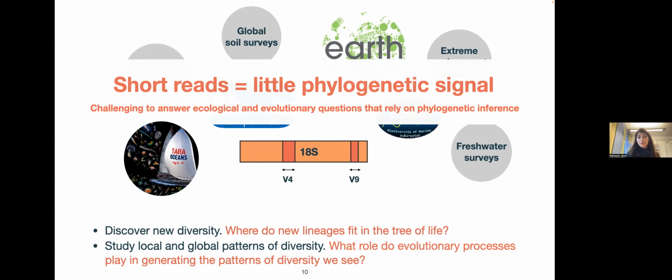However, this metabarcoding approach has one big limitation, and that is that these short reads contain very little phylogenetic signal. And that makes it challenging to answer ecological and evolutionary questions that rely on phylogenetic inferences. For instance, it's hard to know where a new lineage belongs in the tree of life when you can't build phylogenies.